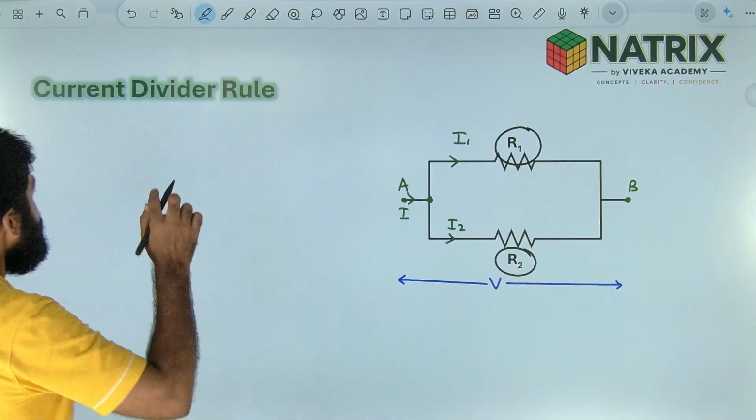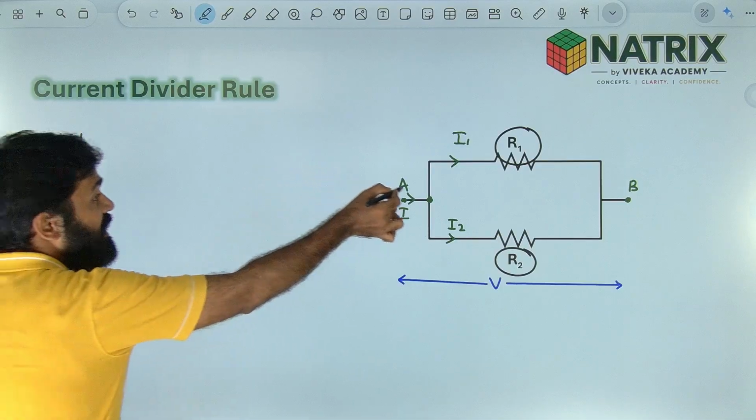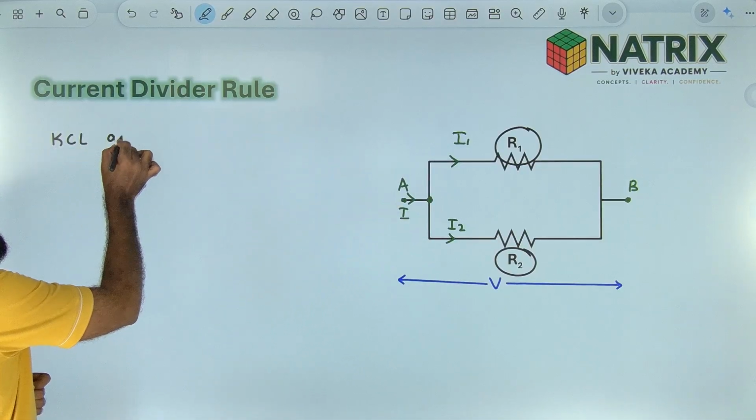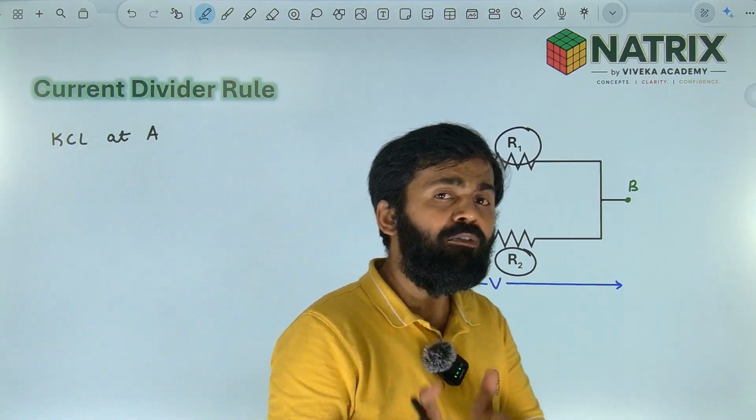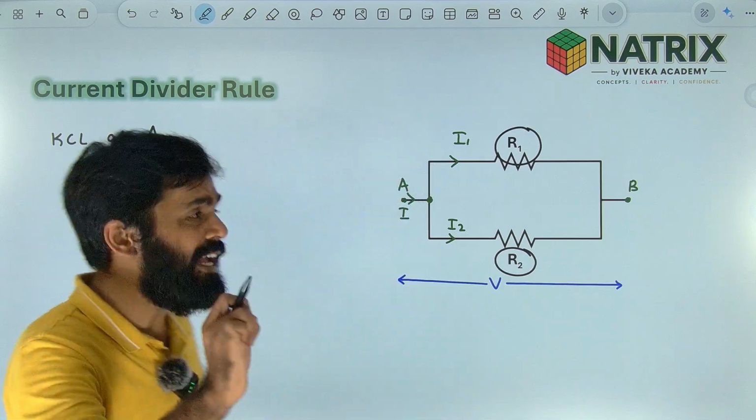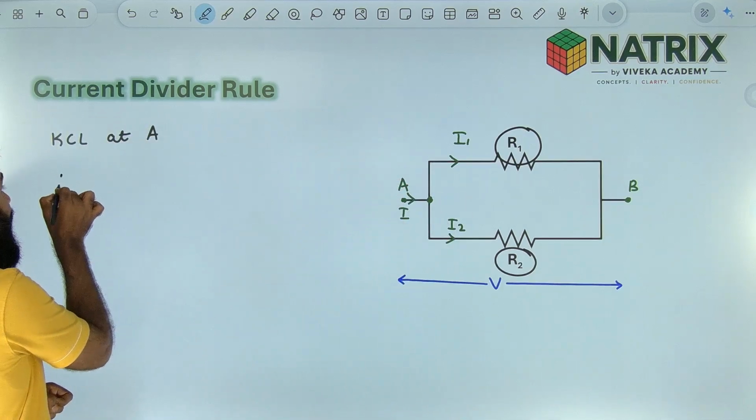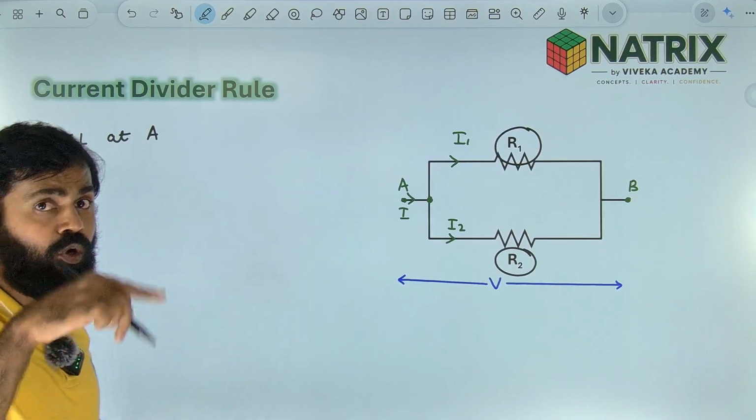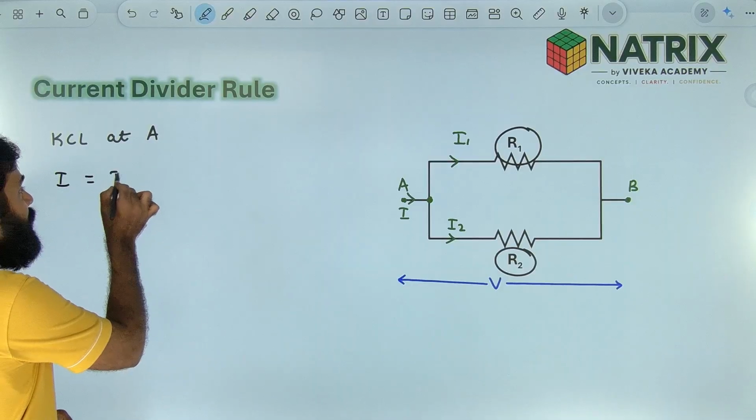Let's find it out here. First let us apply KCL at the junction, at this junction A. What does KCL say? The sum of incoming currents is equal to the sum of outgoing currents. What is the incoming current at point A? I is incoming here. So I should be equal to the outgoing current sum. I1 plus I2 is outgoing. So I equals I1 plus I2.